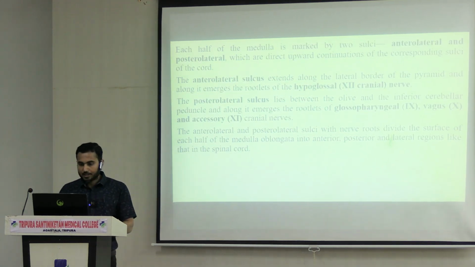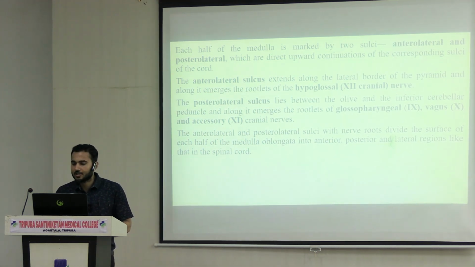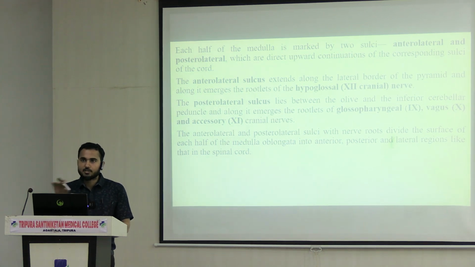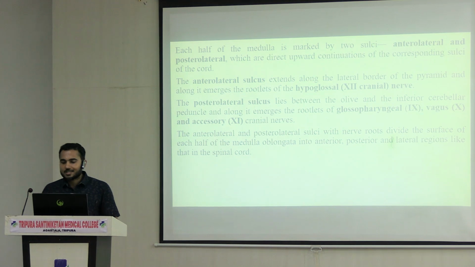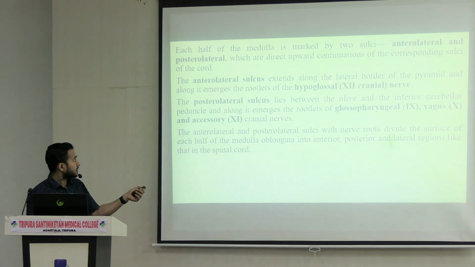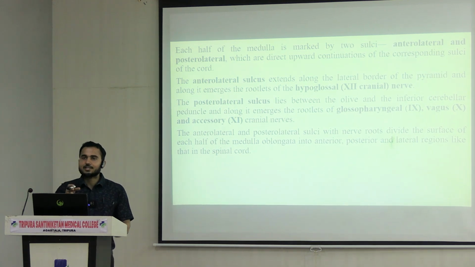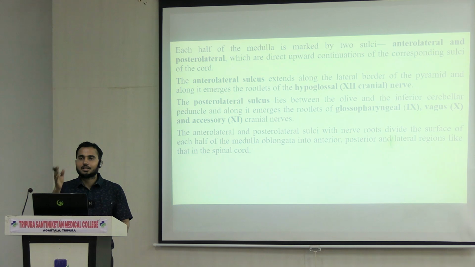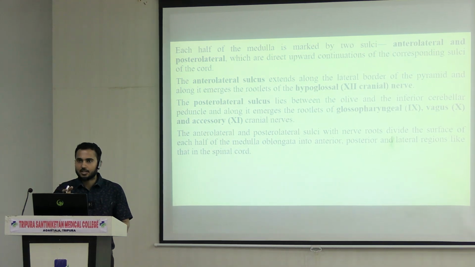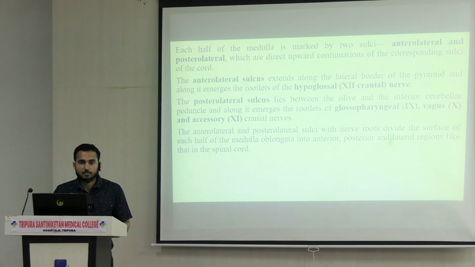Next, you can see each half of the medulla is marked by two sulci, the anterior lateral and posterior lateral sulcus. The anterior lateral sulcus extends along the lateral border of the pyramid, where the rootlets of the hypoglossal nerves are coming out. Just now I have shown you, lateral to the pyramid, the sulcus which is present is called the anterior lateral sulcus. Through it, the rootlets of the hypoglossal nerves come out. So this is the first nerve which we have encountered. The hypoglossal nerve is the 12th cranial nerve, the last cranial nerve.